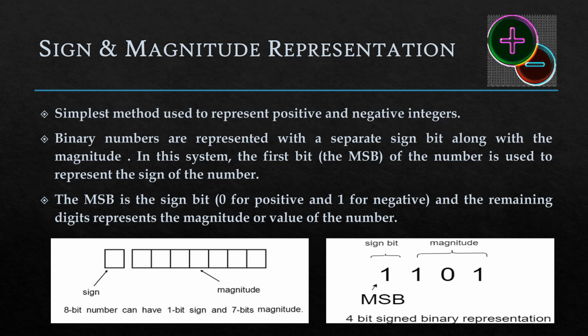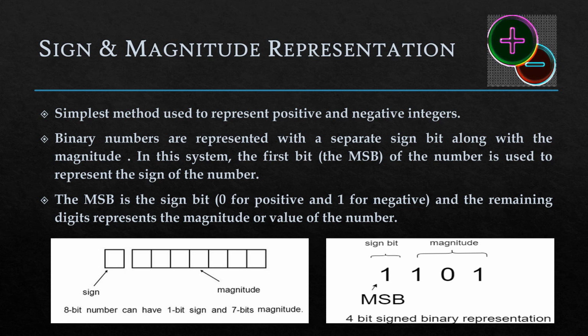The value of this MSB, the sign bit, is 0 if it is a positive number, and 1 for a negative number. So the MSB is the sign bit. The 0 represents a positive number and 1 is used for representing a negative number, and the remaining digits represent the magnitude or the value of the number.